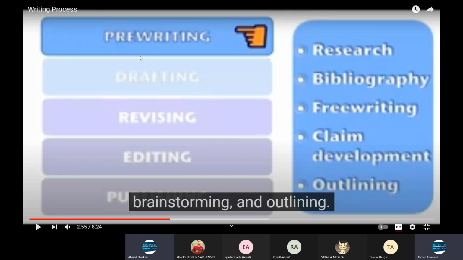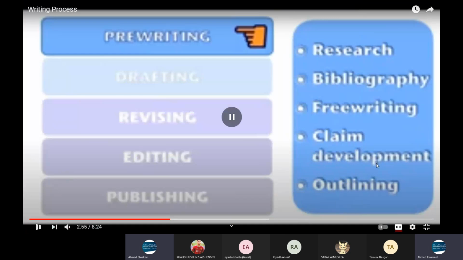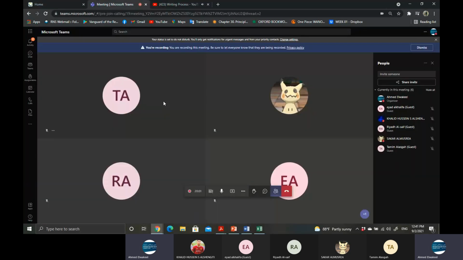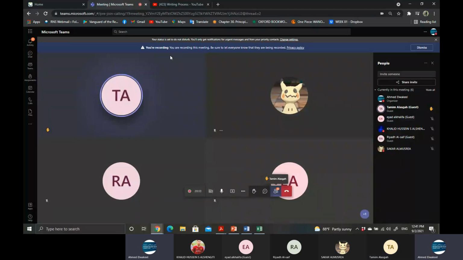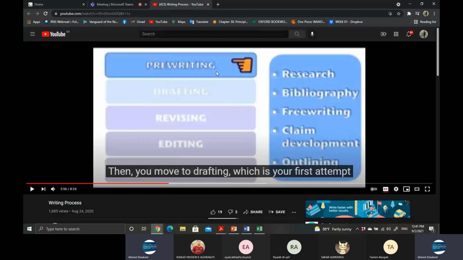What do you mean by pre-writing? Pre-writing means what are we gonna do before even starting the writing process. That's a very important point. Before even, yes, Tamim, do you have a question? No. Okay, no problem. So, once again, the pre-writing process is one of the most important steps while writing. It means what will we do before even starting the writing process?